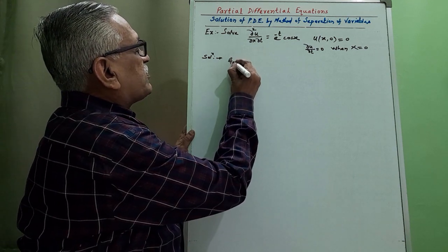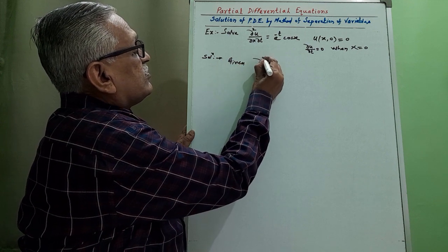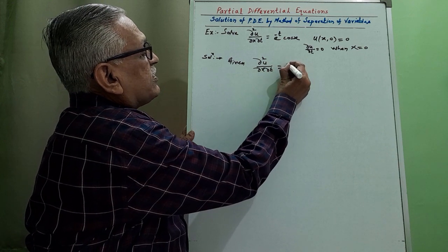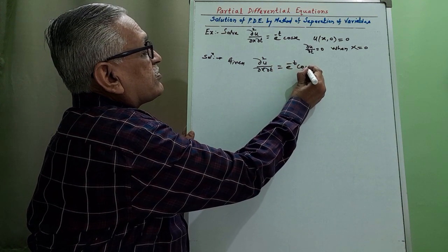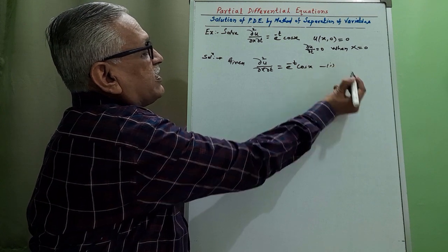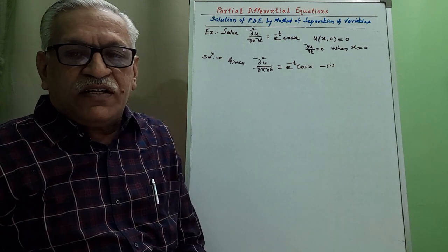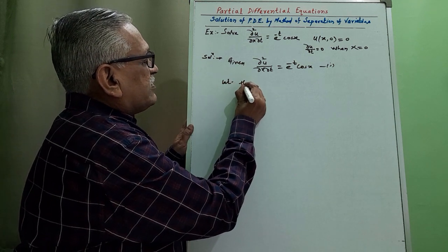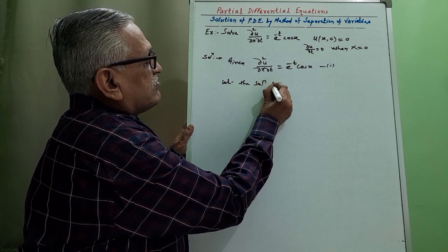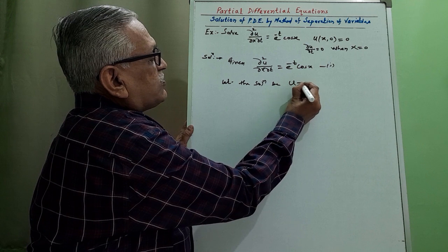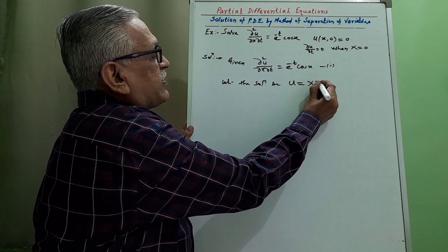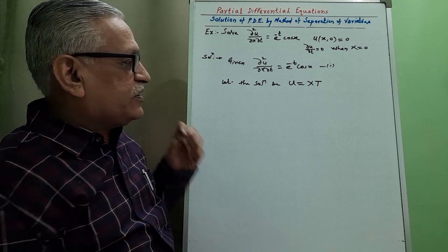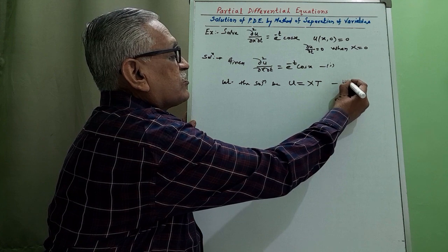Here the given differential equation is ∂²u/∂x∂t = e^(-t) cos x. We call this equation 1, where u is a dependent variable and x and t are two independent variables. Therefore, let the solution be u = X T, where capital X is a function of small x and capital T is a function of small t. We call this equation 2.